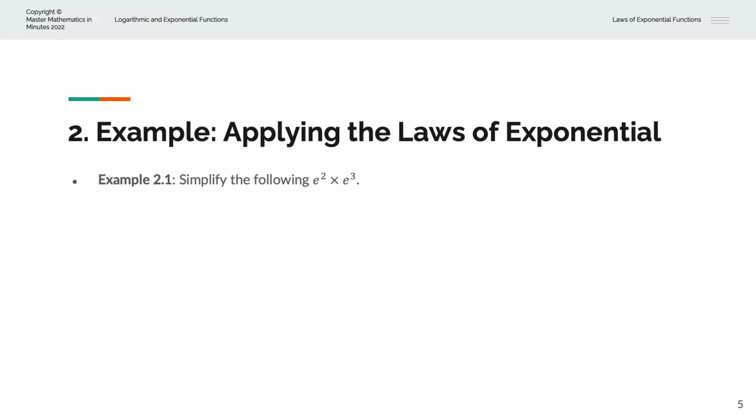So the first example is where we're asked to simplify e to the power of 2 times e to the power of 3. So we'll apply the first law. E to the power of 2 times e to the power of 3, according to the first law, is where we should sum the power. And so we have e to the power of 2 plus 3, and that gives us e to the power of 5.